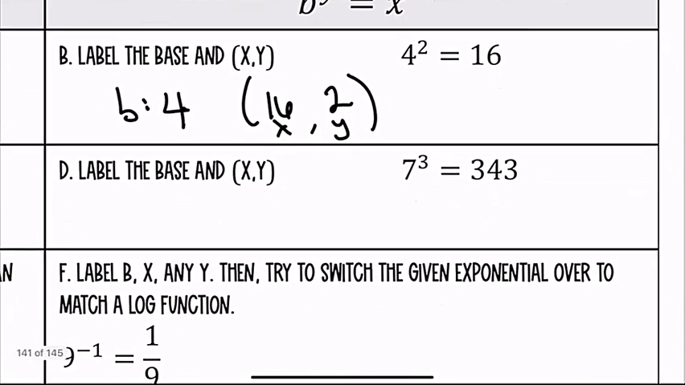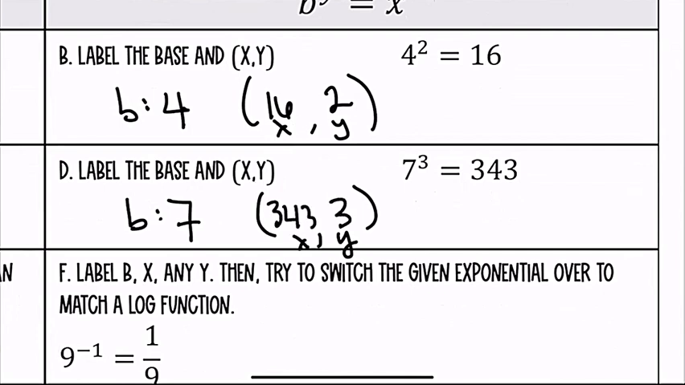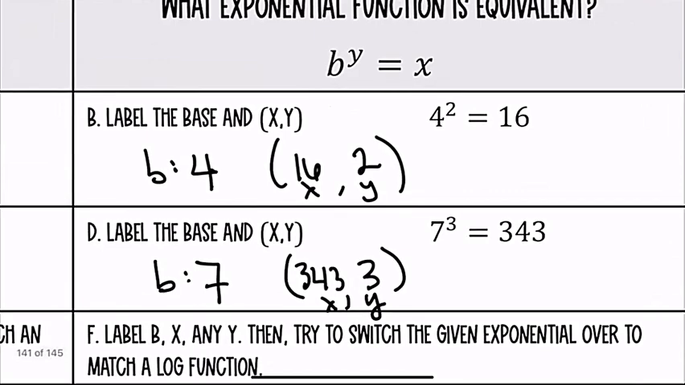Do the same thing for D here. Base and then x and y. Our base is 7. It is something that's being raised to a power. 7 to the power of 3 is 343. So here our y would be 3 because that's our exponent, and then we are equal to 343. Let's see that right there.